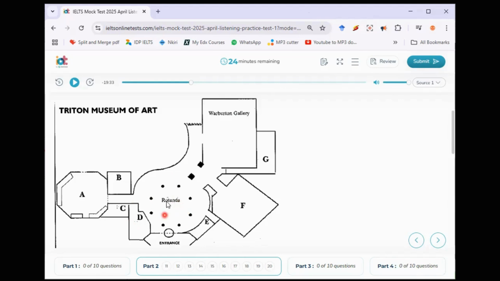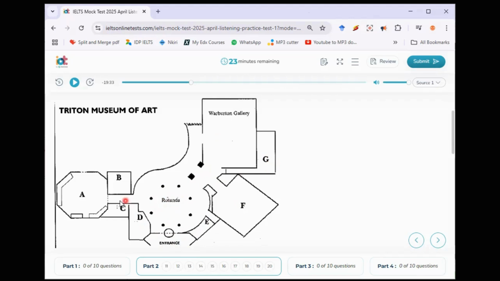So we have the rotunda, we have the entrance. From the entrance, you enter into the rotunda. From this rotunda, you can enter into E. I can see E here. This is probably going to be one of the facilities we want to label. I can see D here, also next to the rotunda. Then from the rotunda, you can go to F. From the rotunda, you can go to Warburton Gallery. Beside the Warburton Gallery, we have a place labeled as G.